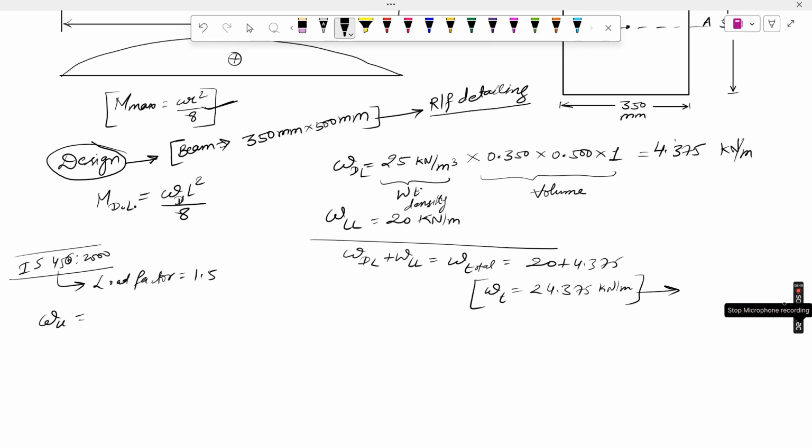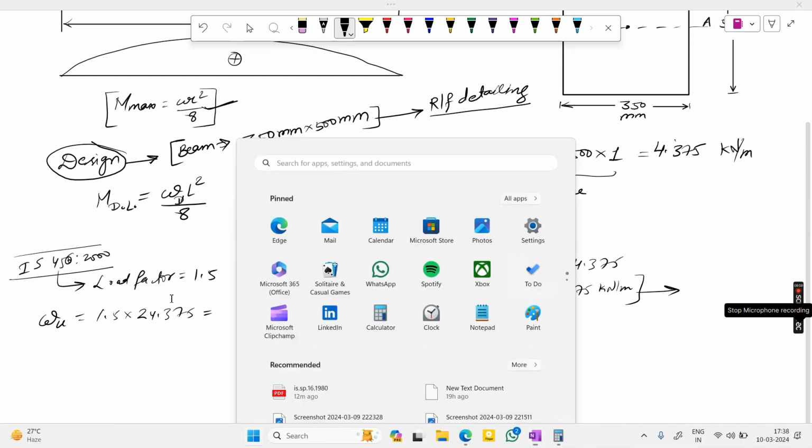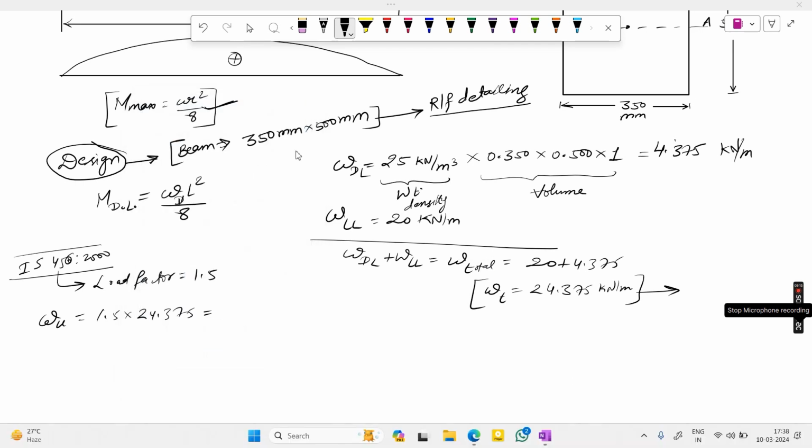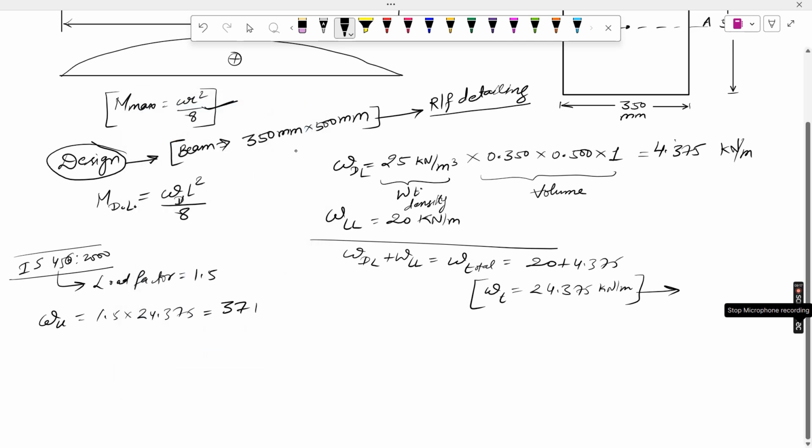So you have to put U as a subscript, and then multiply 1.5 by 24.375. I again open the calculator and multiply it. Sorry, we have to do 24.375 multiplied by 1.5. That is 36.56. So I take it as 37, the approximate higher value.